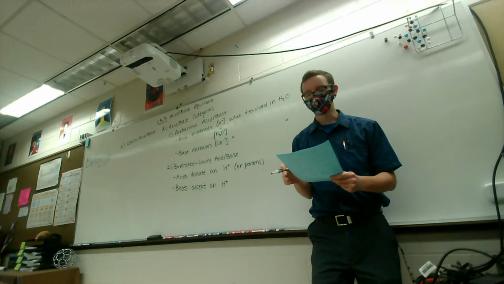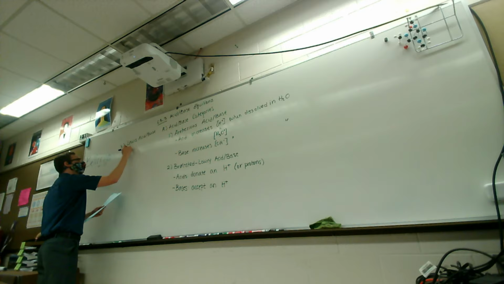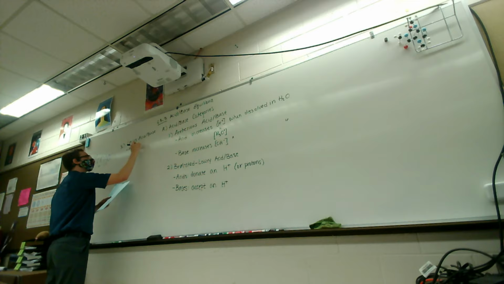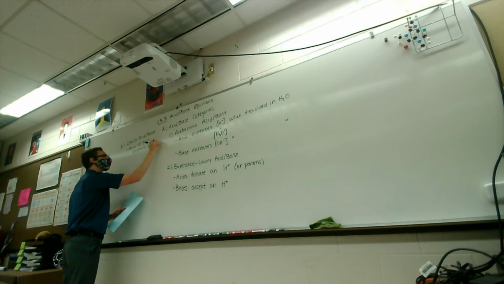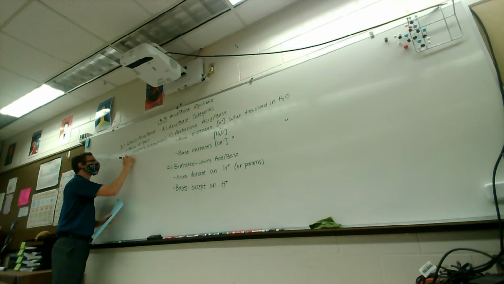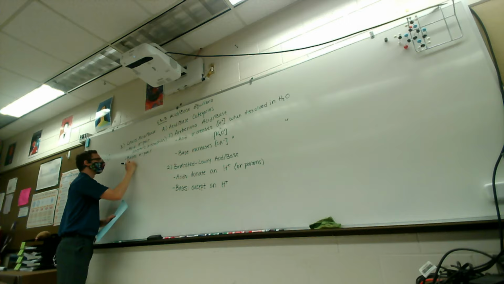Lewis acids and bases are specifically defined this way: an acid is an electron pair acceptor, which we define to be an electrophile, and a base is an electron pair donor, which is a nucleophile.